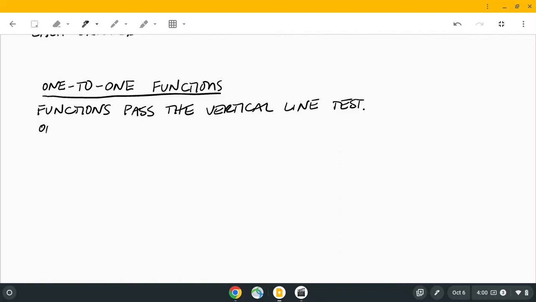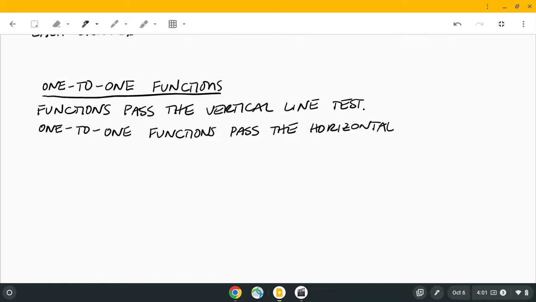Okay, so one-to-one functions pass the horizontal line test. And what that's really saying is that every x value in the domain gets paired up with exactly one y value. But here's the deal: if that y value is already paired up with an x value, then no other x value can be paired up with that y value.